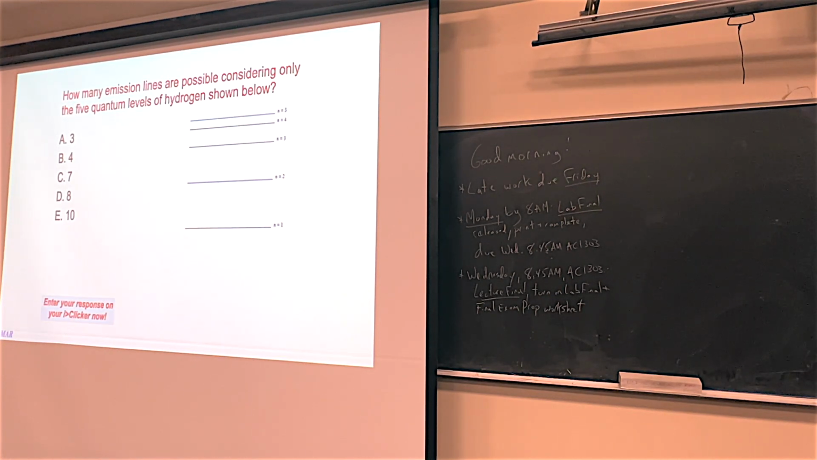So this is a question going back to the Bohr model for the atom. We have the first 5 energy levels, and the question is, how many emission lines are possible? See if you can figure out how many emission lines are possible for the first 5 quantum levels of hydrogen. We'll talk about this in just a minute. If you have an iClicker, of course, you can participate, and if you don't, we'll just write it down and talk about what's going on here.